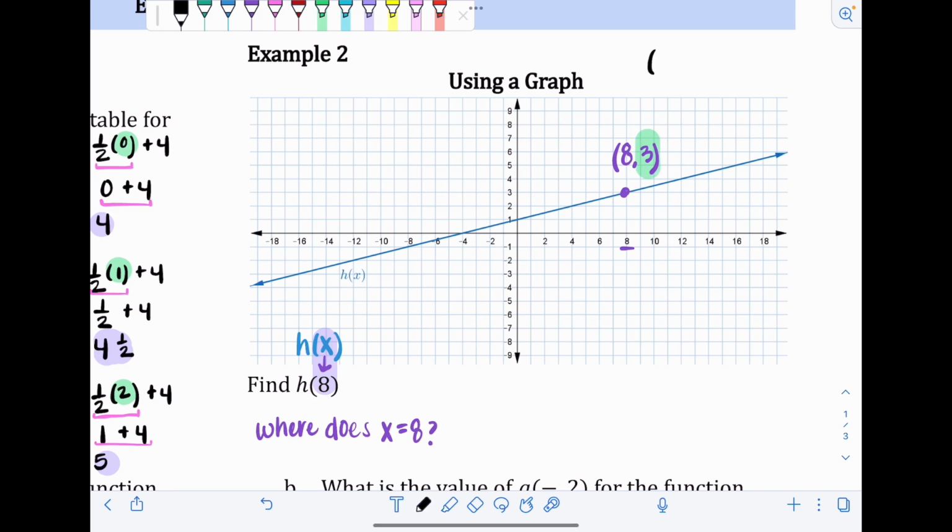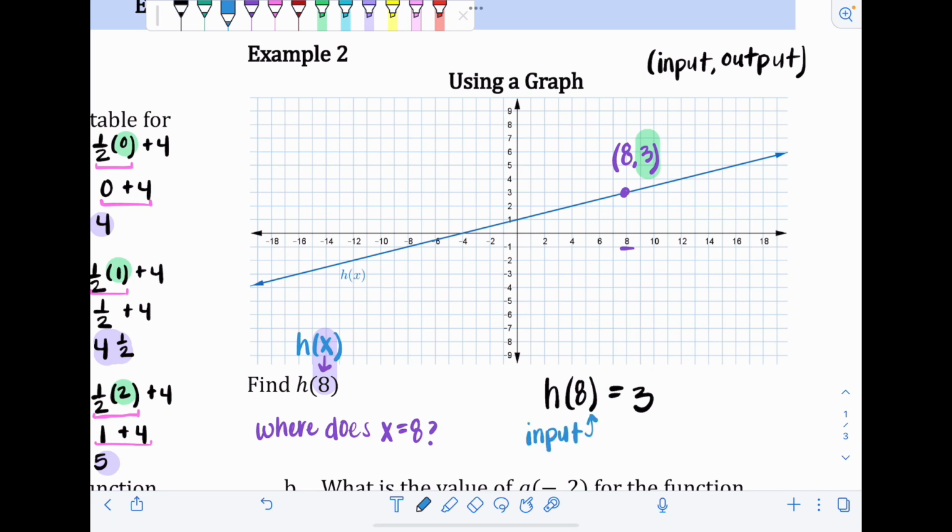Remember that points are written as the input first. So our input is 8 and then the output second. So our output is 3. So h of 8 is going to be equal to 3, and then just leave yourself a note, a reminder, that this is the input right here, and this is the output right here, and that the input is typically our x value and the output is typically our y value.